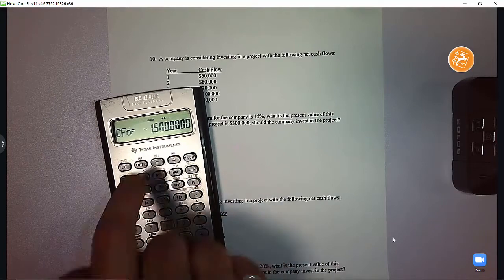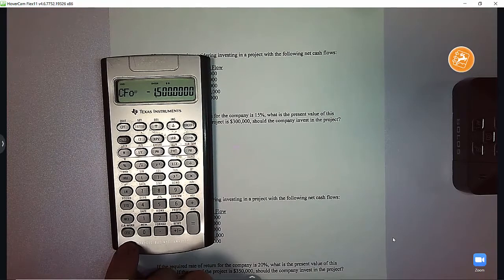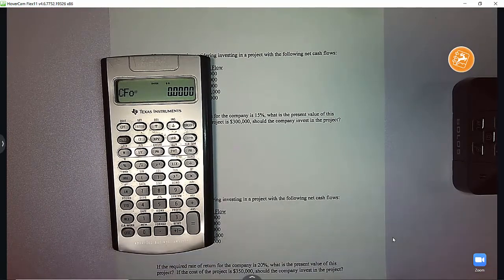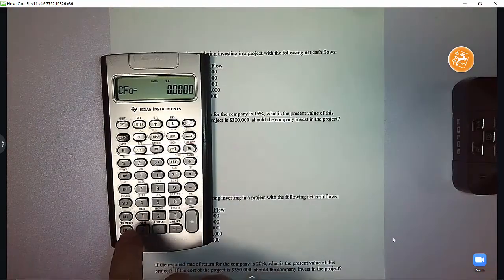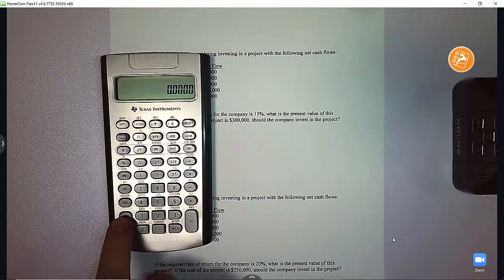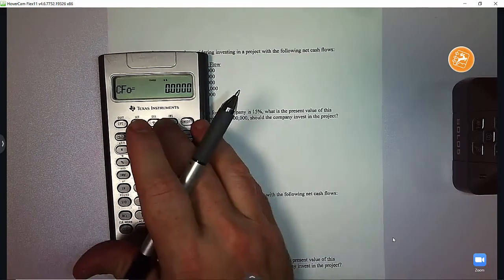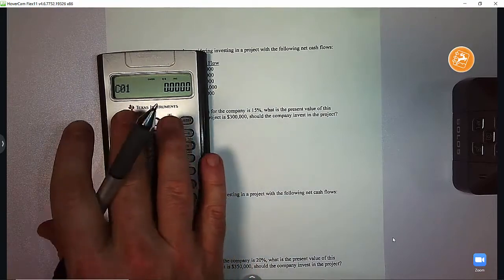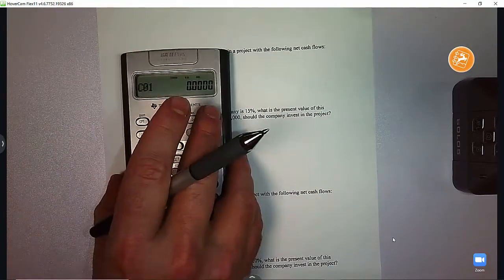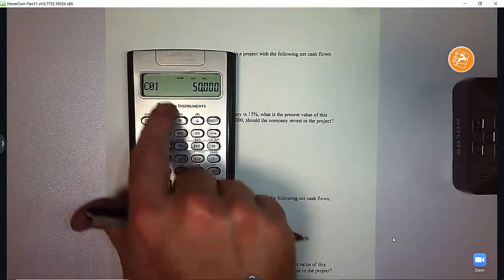So I'm going to go here and press second. And down here at the bottom, above the CE/C button, it says clear work. I press that and you can see everything's cleared out now. So again, I'm going to start with my cash flow button. My cash flow at time zero is just zero. We don't have a negative cash flow to begin with. Cash flow at time one, C01, is equal to 50,000. And then I want to press enter again because there's no equal sign up here.